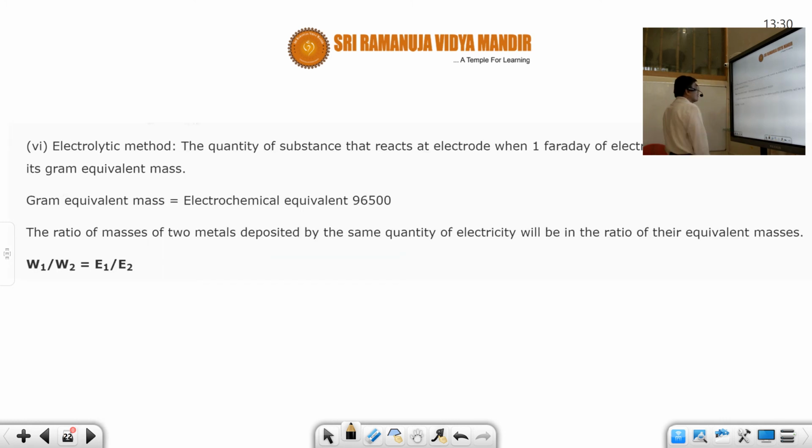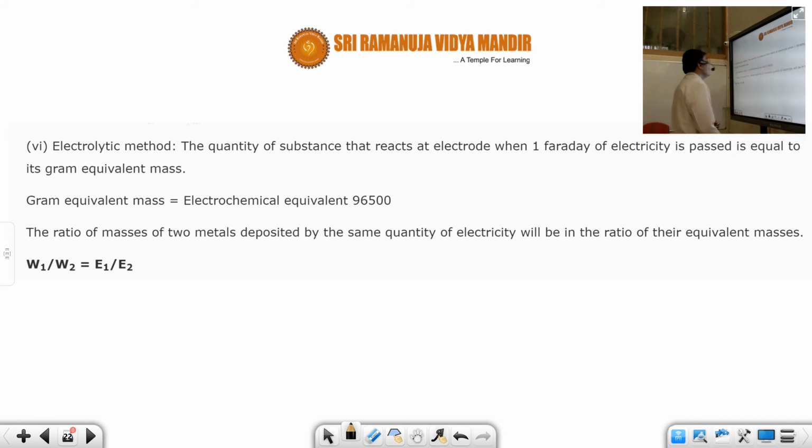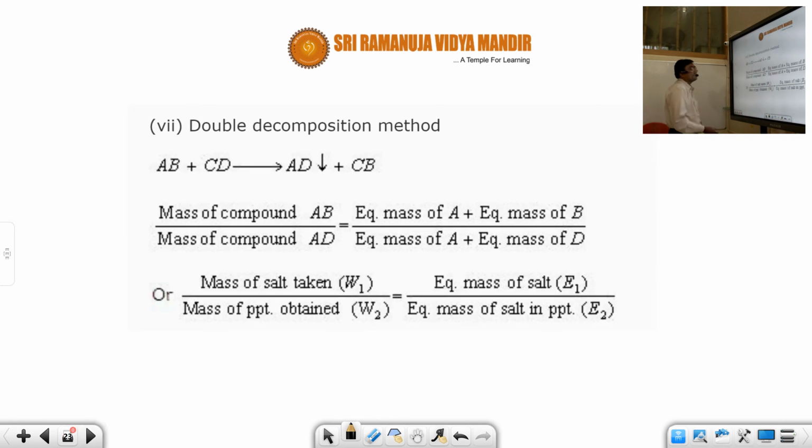Now let us see the electrolytic method. Students, this electrolytic method you are going to study in the second year. In the electrolytic method also, it is nothing but the number of equivalents. This you will study in the second year. I am just introducing the electrolytic method. Now this is a very, very important method.